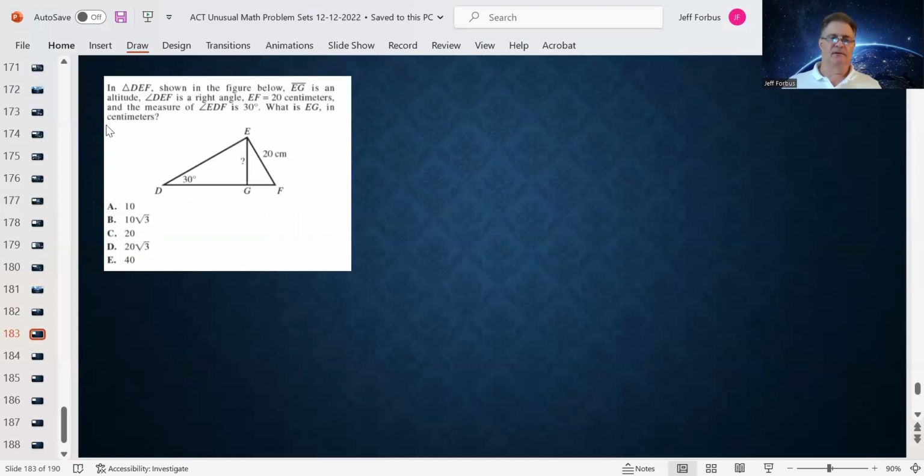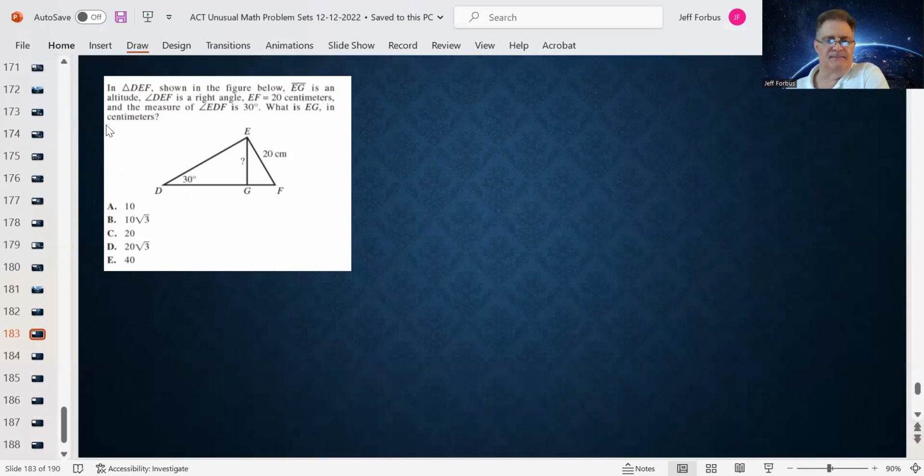Okay, so we got a few triangles here. It wants to know what is EG in centimeters. And they tell us D is 30, EF is 20. And you can also understand or assume that G is 90 degrees in those triangles.